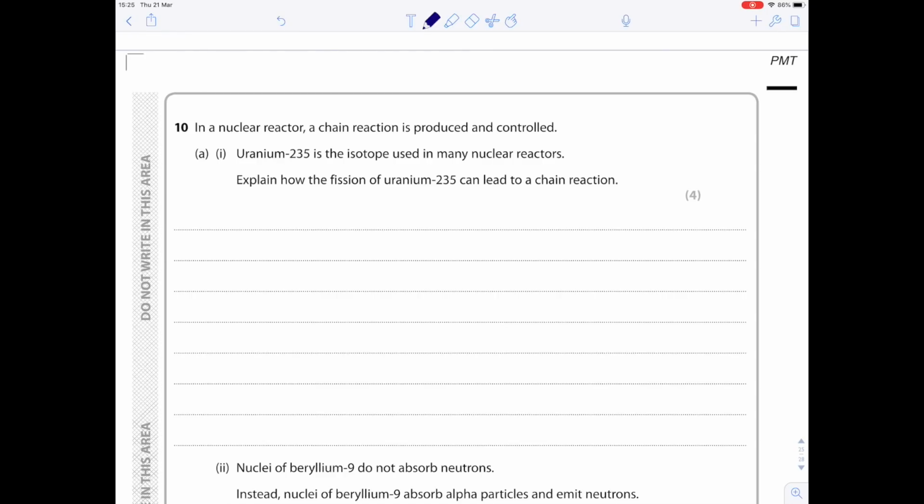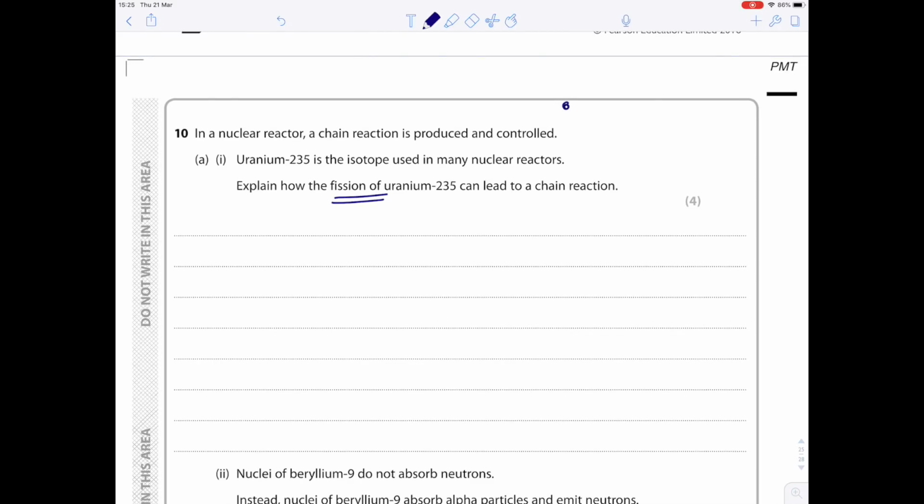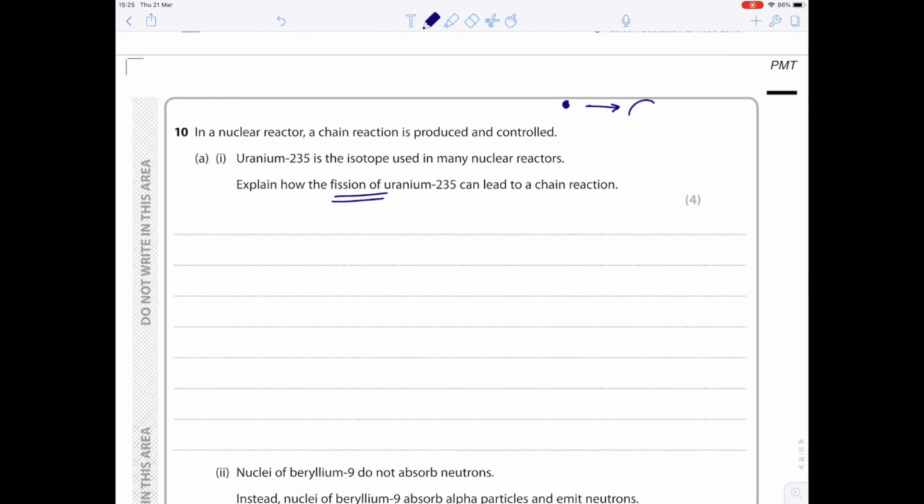Great, we're on to the final question, question 10. In a nuclear reactor, a chain reaction is produced and controlled. Uranium-235 is the isotope used in many nuclear reactors. Explain how the fission of uranium-235 can lead to a chain reaction. So really you need to say what fission is. So hopefully you realise that it's a neutron being fired at the uranium nuclei. And remember that that uranium nuclei splits to form daughter nuclei plus 2 to 3 neutrons.